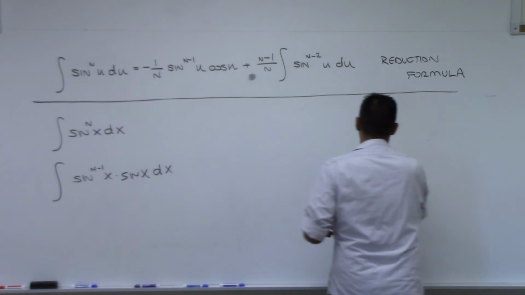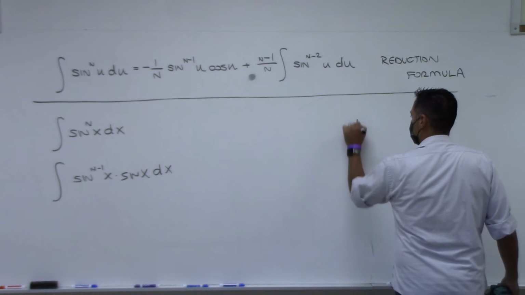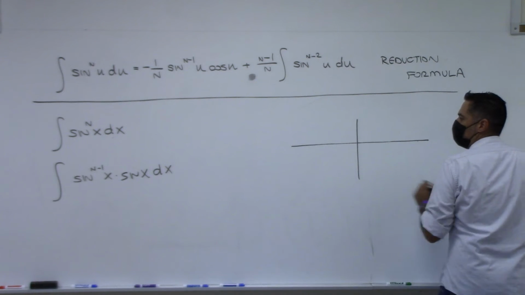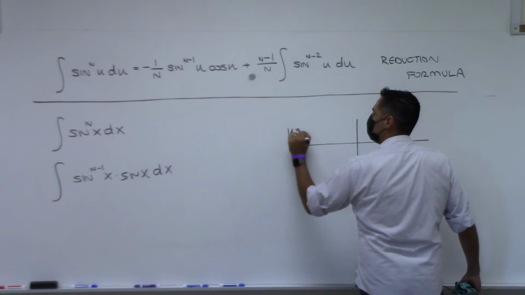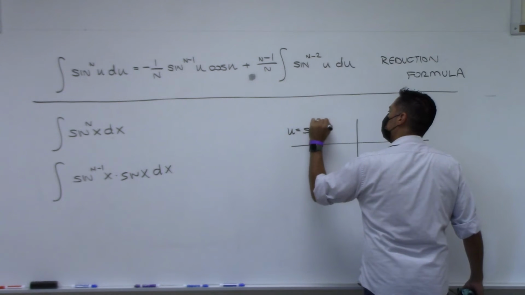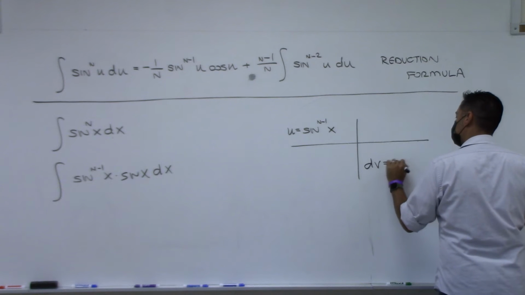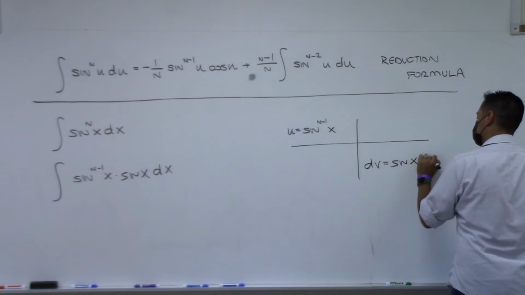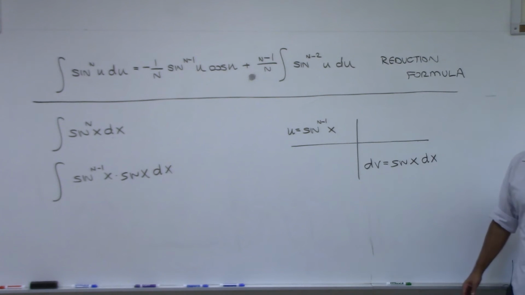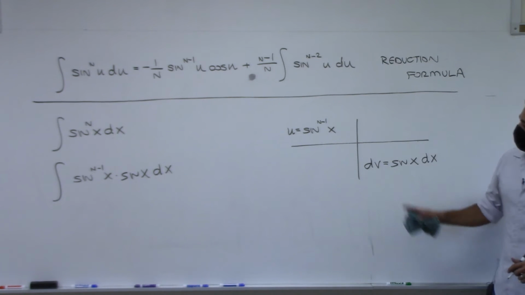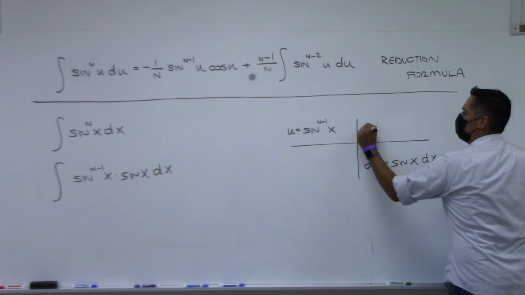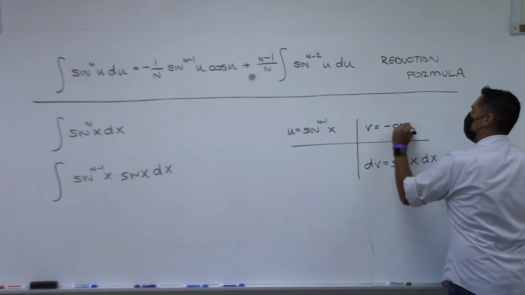So my integration by parts table will look like this. u is going to be sine to the n minus 1 of x, and my dv is going to be sine x dx. That fair? Let's do the antiderivative here. This one's easier. The antiderivative there is negative cosine x.